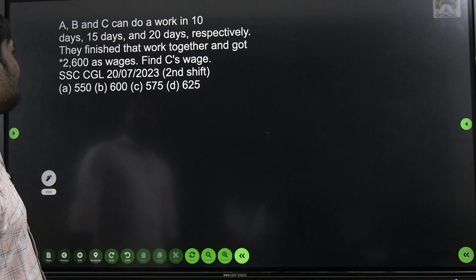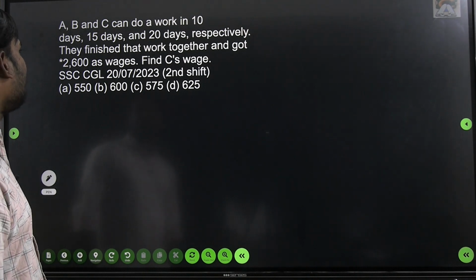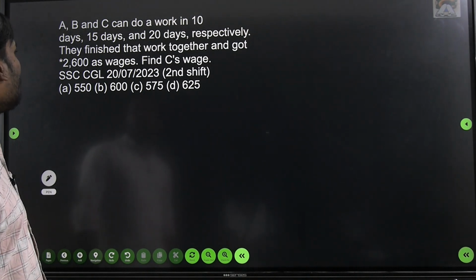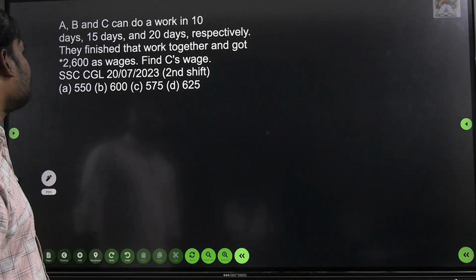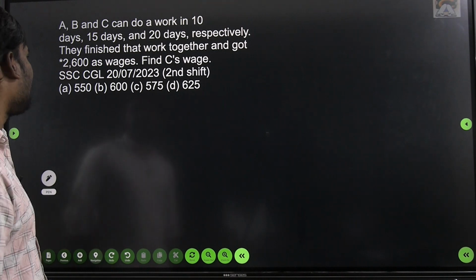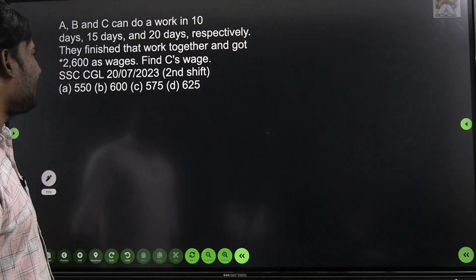A, B and C can do a work in 10 days, 15 days, 20 days respectively. They finished the work together and got 2600 as wages. Find C's wage.